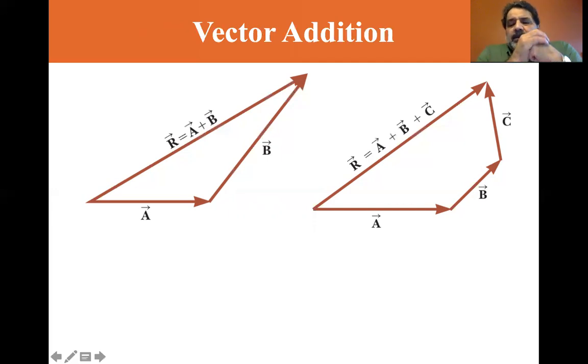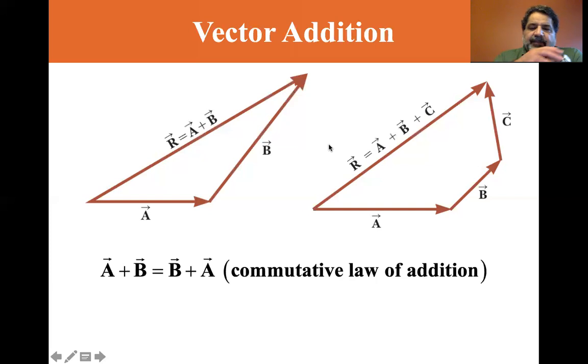You can have multiple vectors, A plus B plus C, and we just use a repeated head to tail method of adding them. So the resultant R equals A plus B plus C. Here's what I was saying: A plus B equals B plus A. There is a commutative law of addition. It doesn't matter which order that you add these in. You'll get the same resultant.